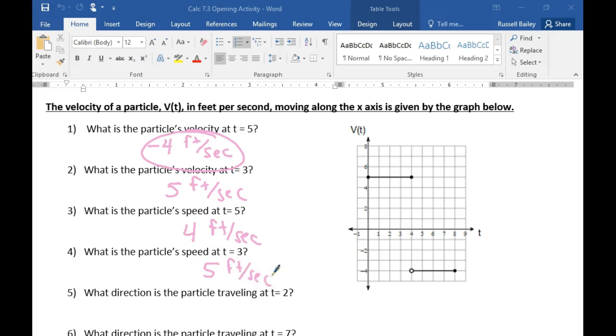All right. What direction is the particle traveling at t equals 2? Because it's a positive velocity and we're moving along the x-axis, positive means moving to the right. Today we're going to be looking at questions where you're moving along the y-axis. So positive would mean moving up, right? All right. So let's go ahead and continue on here.